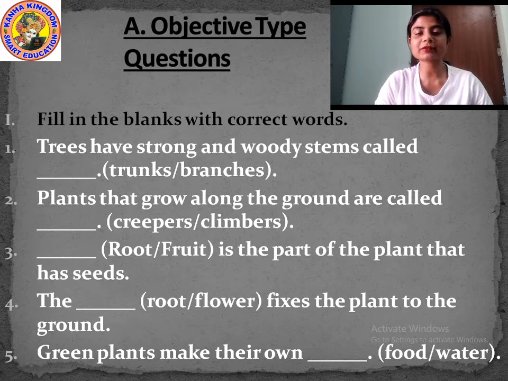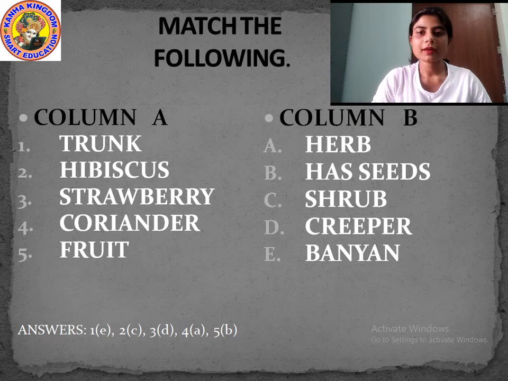Now let's move to the next question. Okay. Now students, it is match the following. Match column A with column B. You have to match column A with column B. The first is trunk. In column A there is trunk, hibiscus, strawberry, coriander and fruit. And in column B there is herb, has seeds, shrub, creeper, banyan.